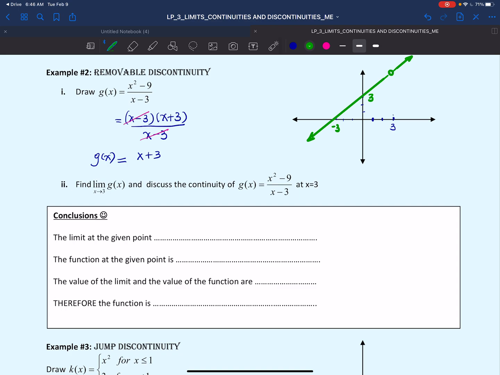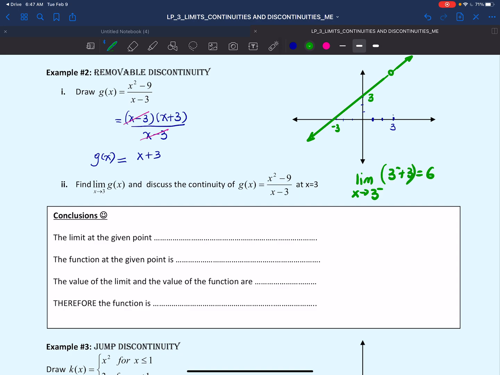Now, what we are going to do is find the limit at x equals 3. You can tell that as we approach 3 from the left or 3 from the right, the function will approach the value of, let's take a look in here, looks like a 6. So we're going to say the limit as x approaches 3 from the left will be 3 plus 3, which is 6.